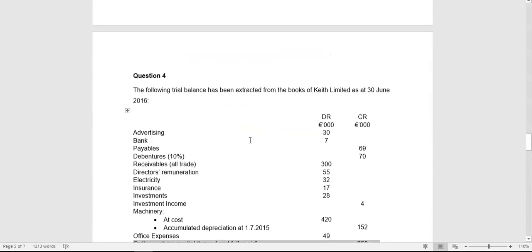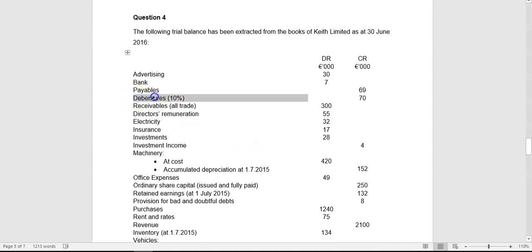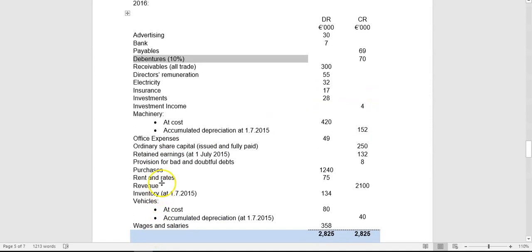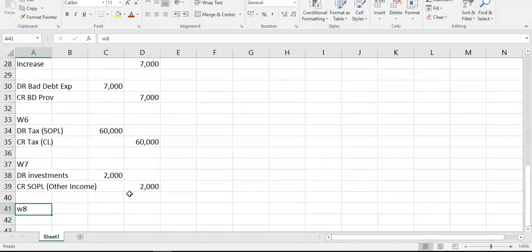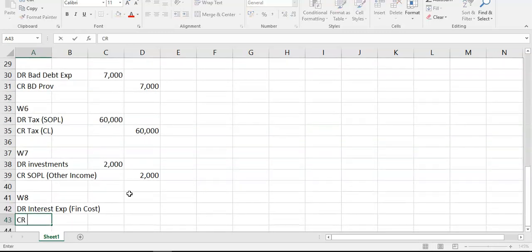There is one other adjustment that a lot of students might have missed out on. They tell us debentures here are 10% and the loan is 70,000. So that means we should have been paying 10% of 70,000, which is 7,000 per annum in interest. We have no interest expense here. So that was a tricky one to see where you're paying attention. Why were we given the 10%? So working 8 should have been there. Debit interest expense, or you could call that finance cost, either one is fine. Credit accruals in current liabilities. And that's going to be 7,000, because you have a debenture of 70,000 and the debenture is charging 10%.